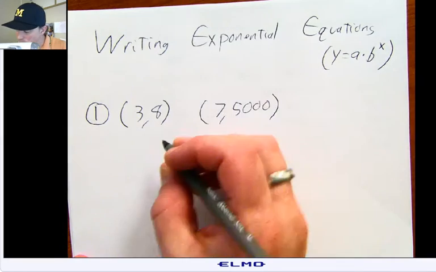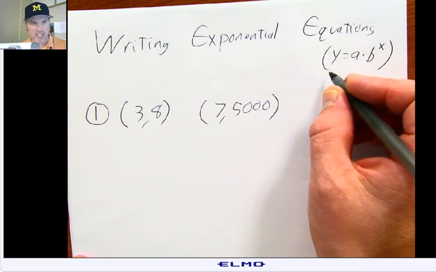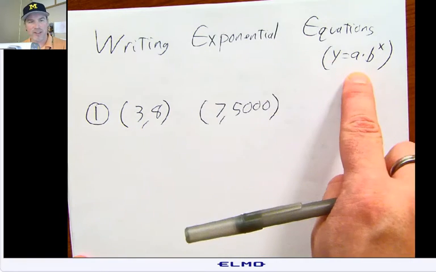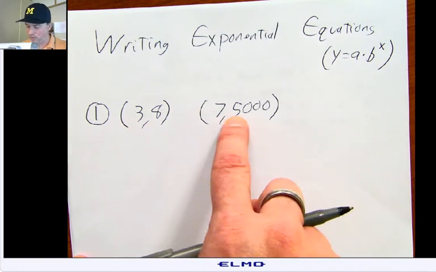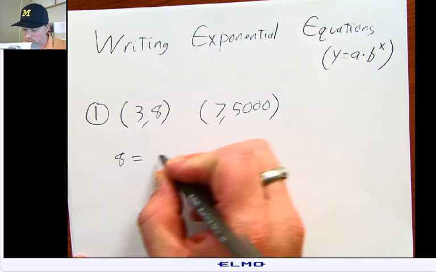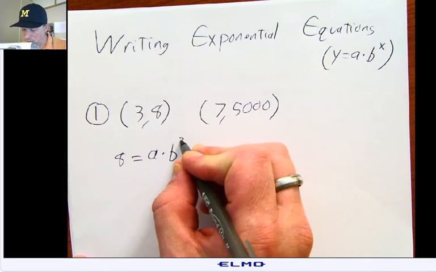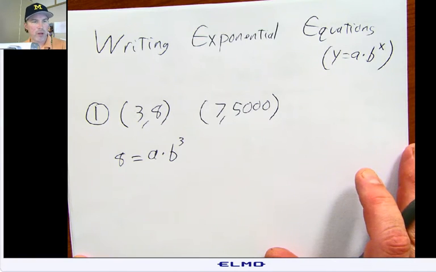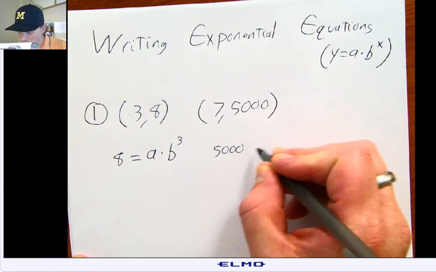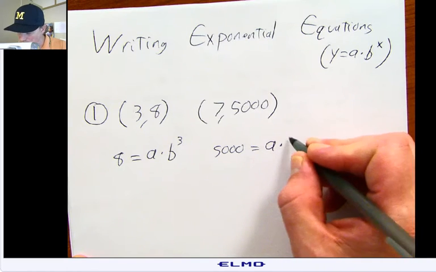All right. Systems of equations. So first thing I'm going to do is plug x and y into this equation, and I'm going to do that for both of these. So for (3, 8), I get 8 equals a times b to the third power. And for the other one, I get 5,000 equals a times b to the 7.